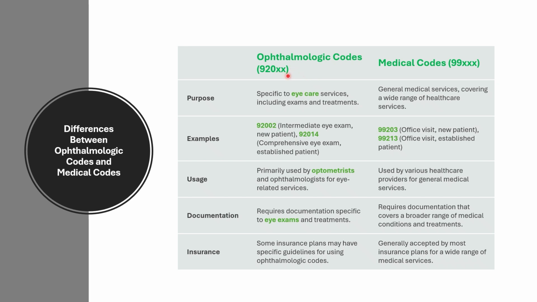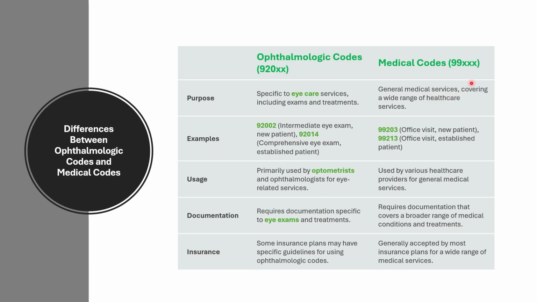92 codes are used by optometrists and ophthalmologists, primarily for eye exams, and some insurance plans may have specific guidelines. So in general, if a patient is coming in for an eye exam, in our practice we are using 92 codes. Medical codes or 99 codes cover a wide range of services. They're not just used by eye care providers.